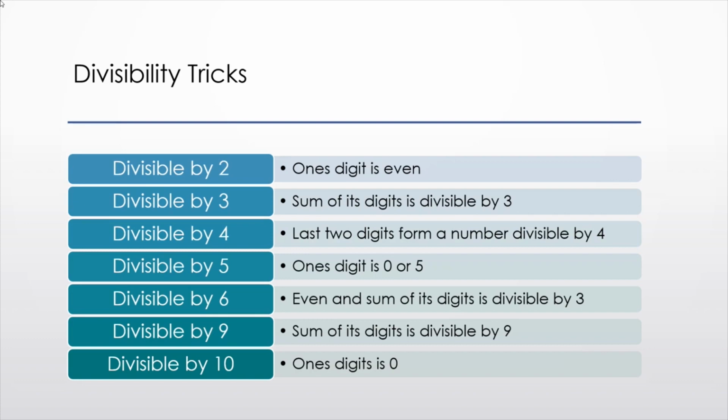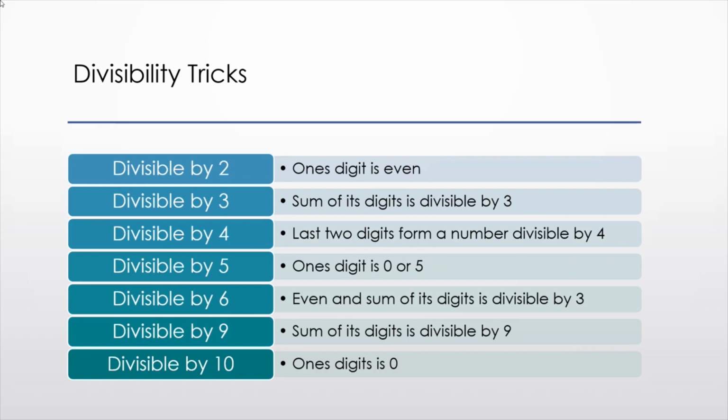The divisibility trick for 2 is if it's even, that means 2 goes into it evenly, where you divide it by 2 and you don't get a remainder. The divisibility trick for 3, or to see if it's divisible by 3, is that you add up the digits, and if that sum is divisible by 3, that means the number is also divisible by 3.